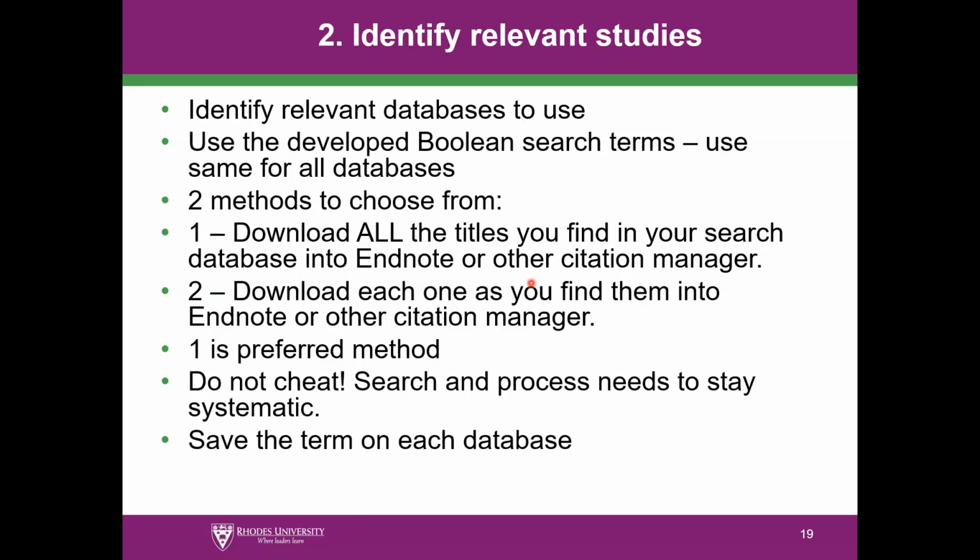Ideally, you should have about 3 to 5 databases. You cannot use one database and say you've conducted a scoping review. That's basically you just mapping the literature and not a scoping review per se.